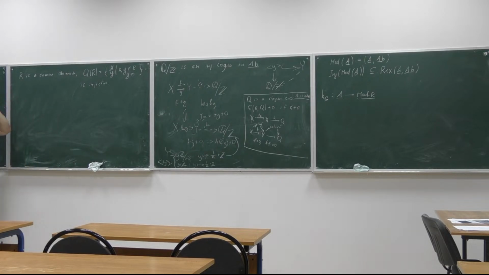Over a principal ideal domain, we already know this, but this is true for any domain. Yeah, so in particular, we see that in the category of abelian groups, we have enough injectives, since we have a cogenerator: any object can be embedded into some power of the cogenerator.